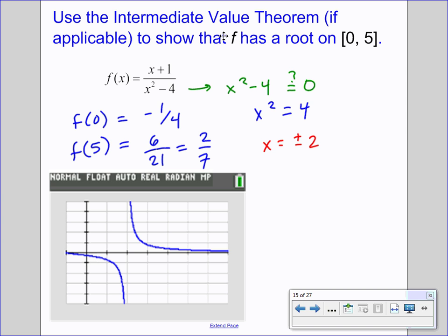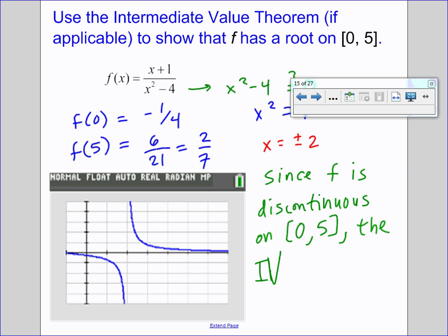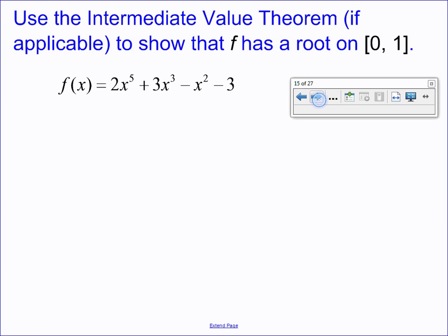Since f is discontinuous on 0 to 5, the intermediate value theorem does not apply. So that's what we have to be on the lookout for. We need both prerequisites to occur, not just one of them. All right. And the rest then is good.